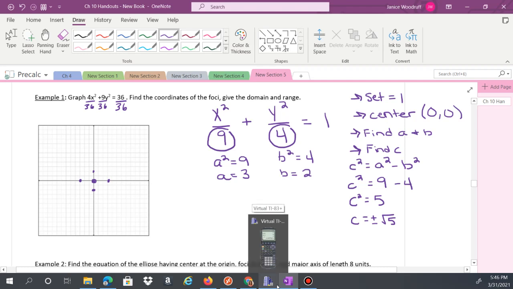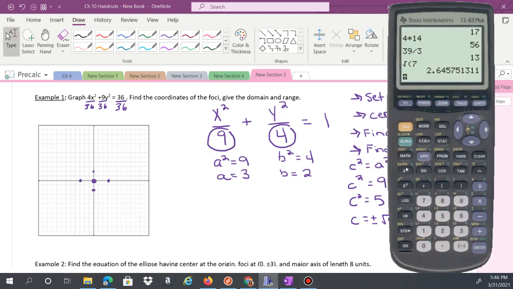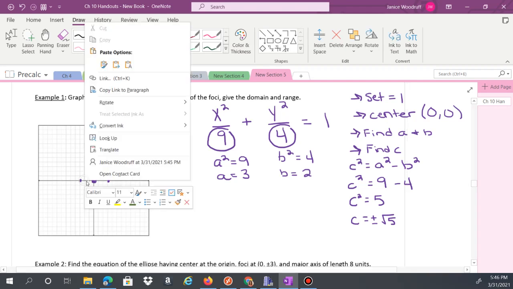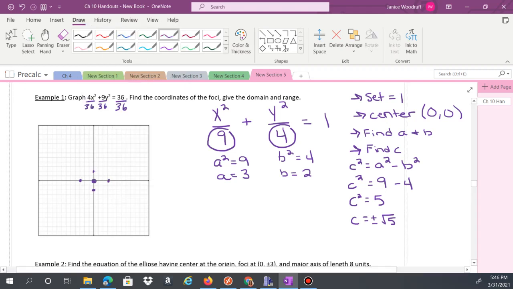So the coordinates of my foci are going to be plus or minus the square root of 5. And thankfully, it's next to 0, so we don't have to do a whole lot of counting there, but it's roughly 2.2. So my foci are going to be about right here, and right here. So here's what my ellipse will look like. These are the coordinates of your foci: plus or minus square root of 5, 0.